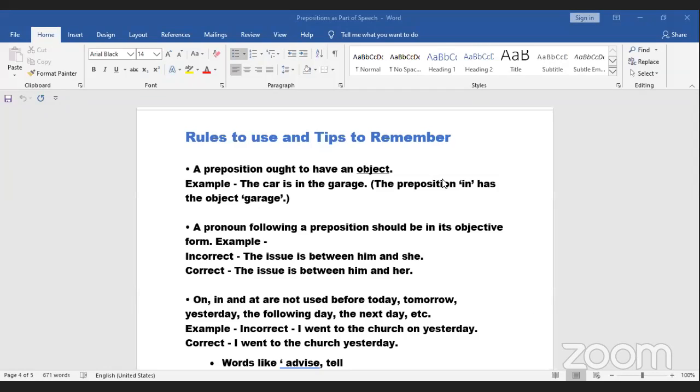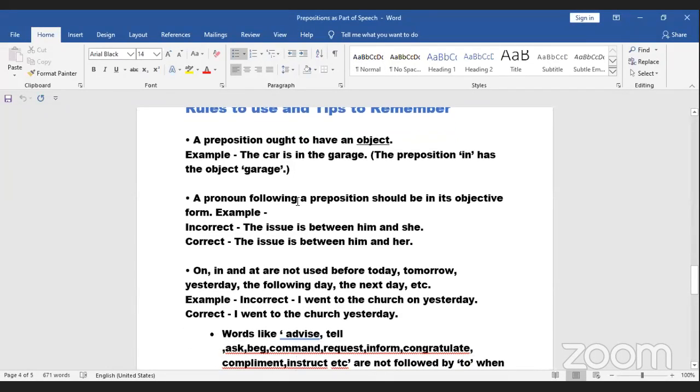Now, rules. As I've told you, there are not many rules. But some rules are there. Just to revise, whenever we use a preposition, there should be an object. When I say a notebook is there, and if I want to establish a relation between notebook and table, I'll use on. Notebook is on the table. After the preposition, we need an object. The car is in the garage. The car is in. What sense does it make? In where? The garage. So we need an object always.